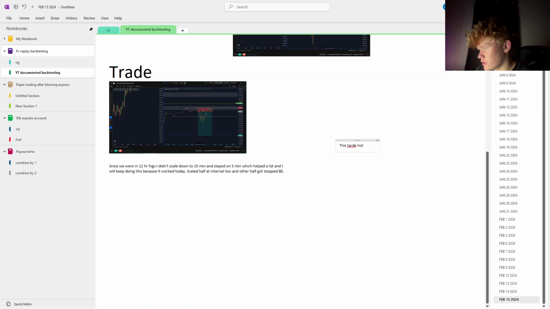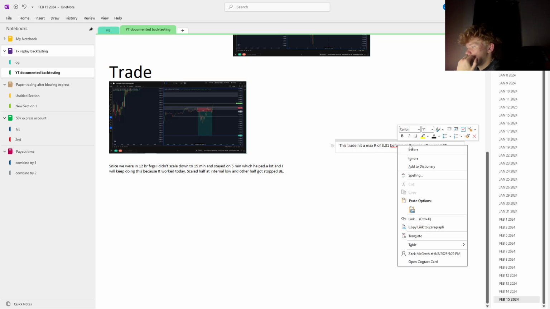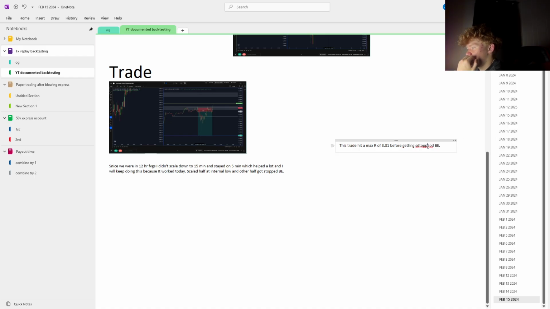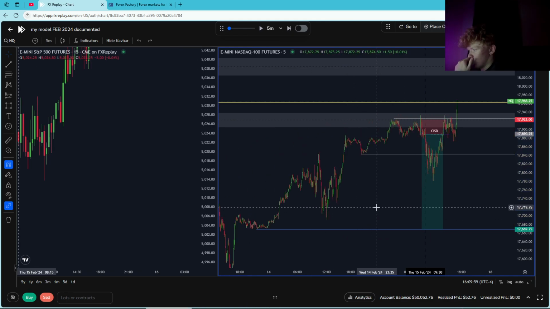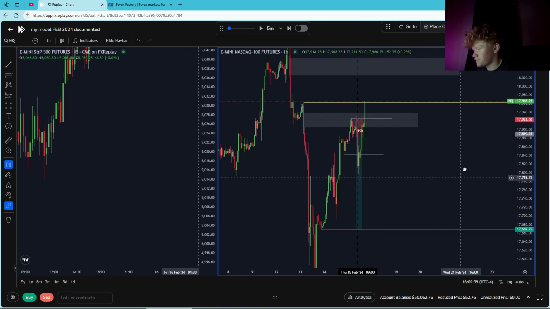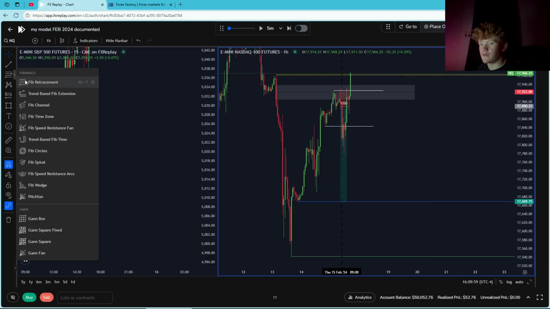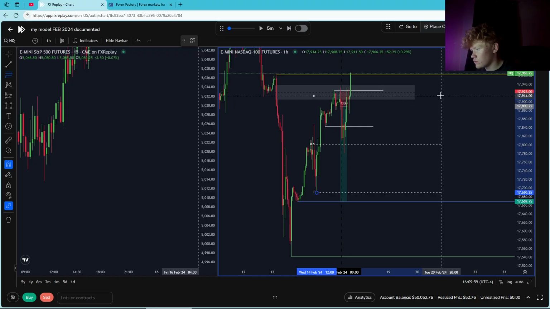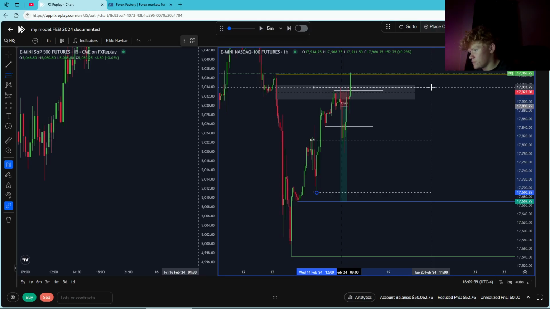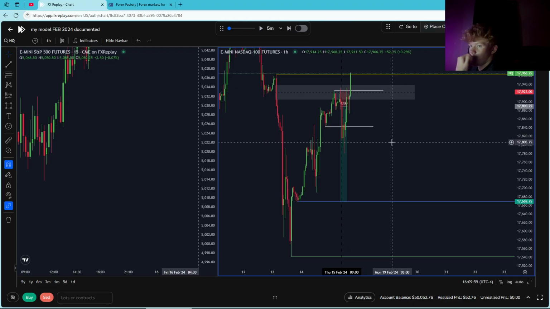This trade hit a max R of 3.31 before stop break even, and probably just like an equilibrium level there. All right.